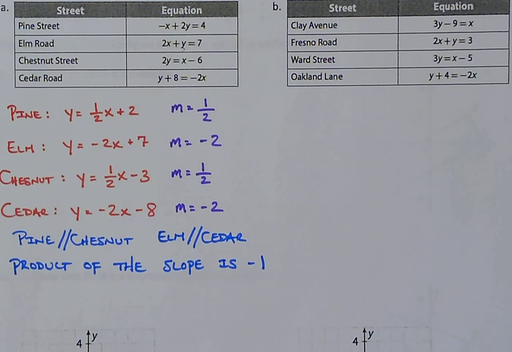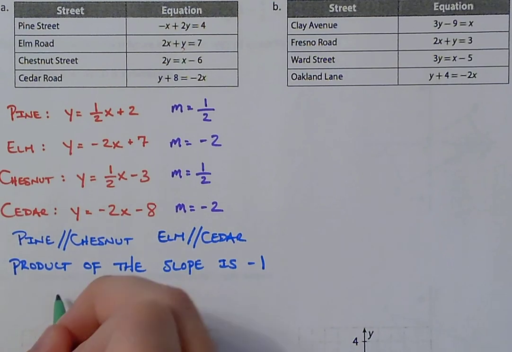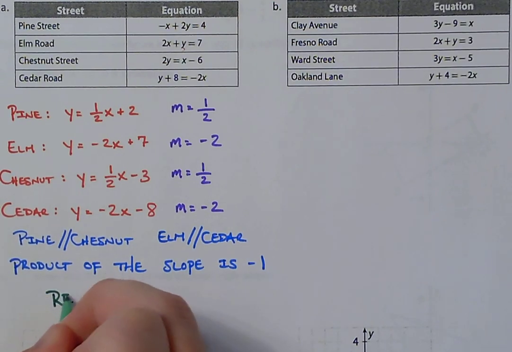So what does that tell us? Well, if we know that opposite sides are parallel, we know that Pine is parallel to Chestnut, and that Elm is parallel to Cedar. And if we know that the product of the slopes is negative 1, that tells us that all four corners are 90 degrees. With opposite sides parallel and all four angles 90 degrees, that tells us that we have a rectangle.